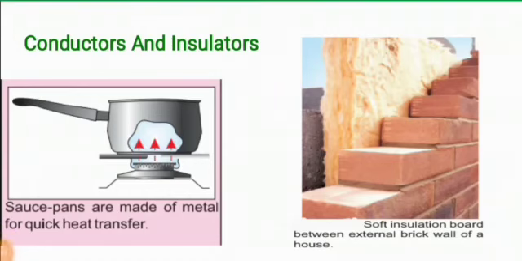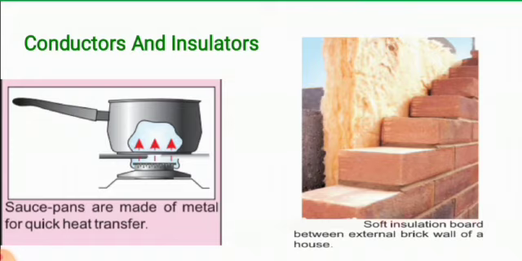Now students, the next topic that we are going to discuss is the difference between conductors and insulators. Students, conductors are the materials in which there are free electrons and they can conduct heat from one point to another point rapidly. Because of the movement of free electrons and because of the vibrations of the atoms, they can transfer heat from one point to another point.